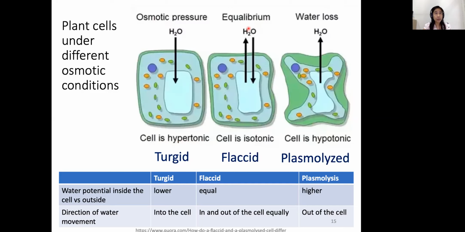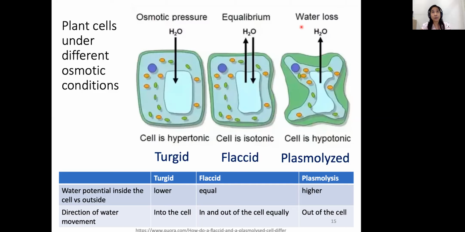At equilibrium, water movement in and out is equal. You can say that there is no net water movement in and out. So this cell is very happy under normal condition. The cell is called isotonic, or the cell is flaccid, if you like.